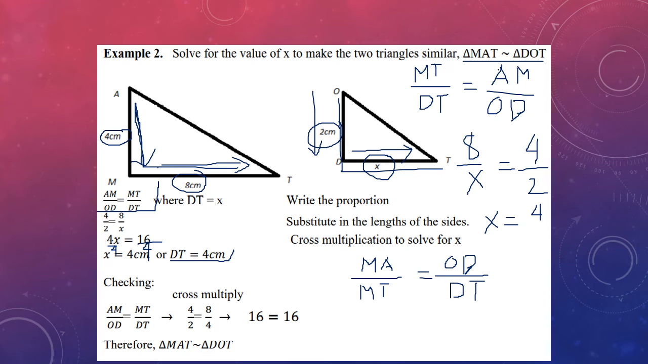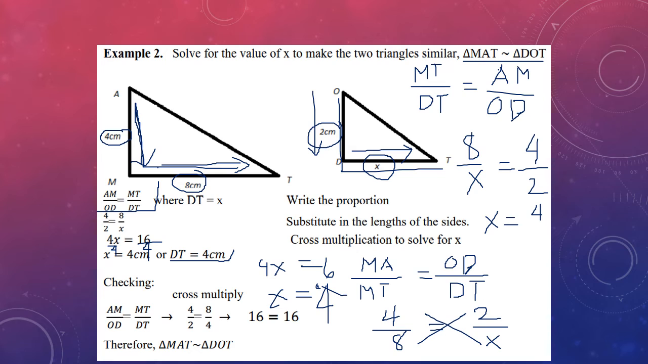So substitute: the MA is 4, then over 8. Then OD, that's 2, then over X. If you're going to solve that, it's the same again, 4X equals 16, right? 4X equals 16. Therefore, the value of X is 4 or 4 centimeters. Okay? So that's 4.